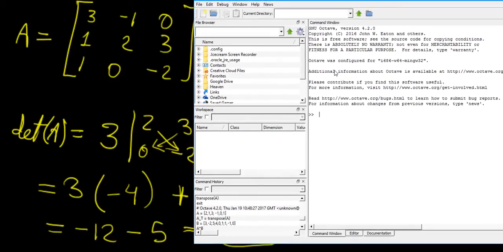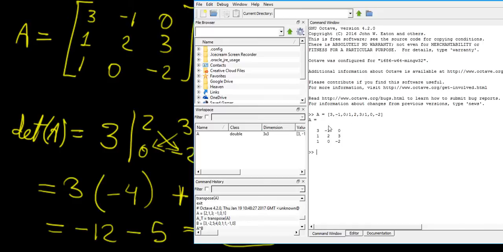So matrix A is going to be, now remember, for matrices on Octave, what you want to do is you want to put all the row elements separated by a comma and column elements separated by a semicolon. So we're going to have 3, minus 1, 0. Now we're going to have 1, 2, 3. And then the third row is going to be 1, 0, minus 2.